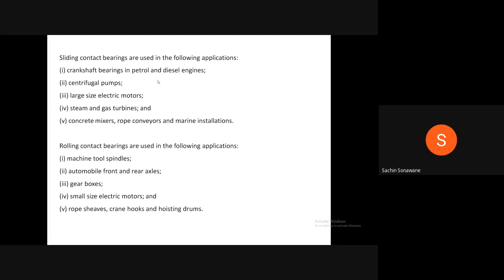Rolling contact bearings are used in the following applications: machine tool spindles, automobile front and rear axles, gearboxes, small size electric motors, rope sheaves, crane hooks, and hoisting drums.